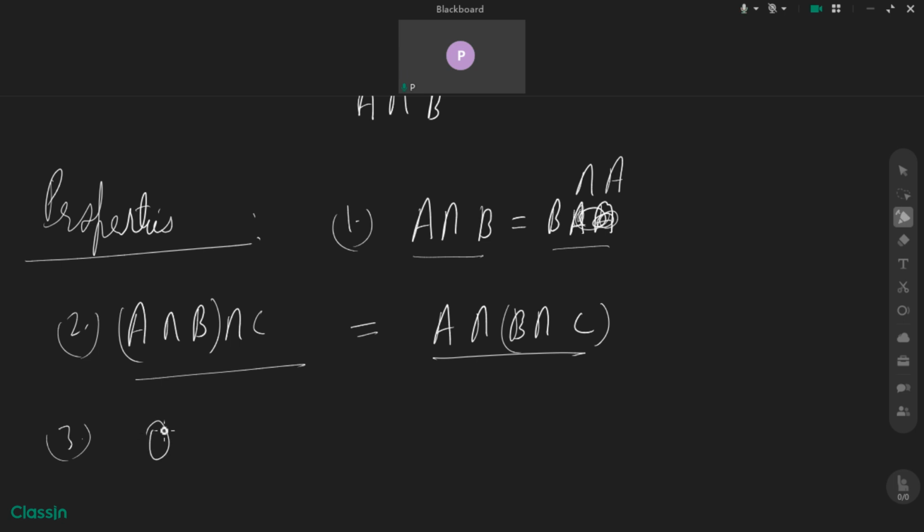Third property, phi intersection A. Simply, phi has no element, and we are taking the common elements between phi and A. Since phi has no element, no element will be common. It means we will get phi. That is null set.